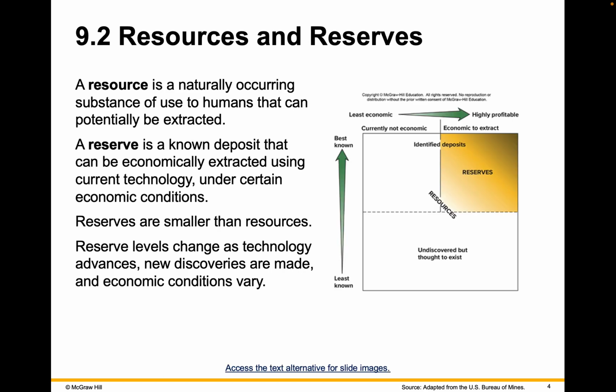Let's compare resources and reserves. A resource is a naturally occurring substance of use to humans that can potentially be extracted. A reserve is a known deposit that can be economically extracted using current technology under certain economic conditions. Reserves are smaller than resources, and reserve levels change as technology advances, new discoveries are made, or as economic conditions vary, right? If the price of natural gas, say, goes up, then it might become economically feasible to access reserves that were too costly to extract previously.